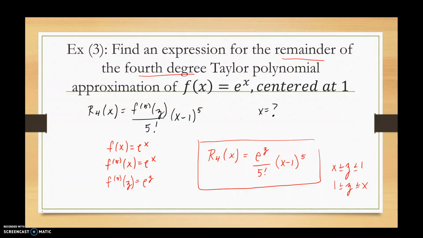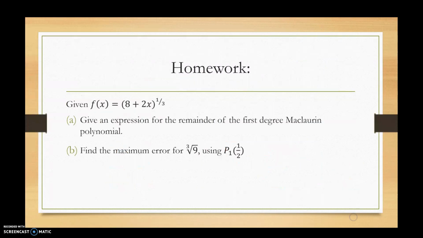Okay, so we'll talk more about this in class, but homework for tonight. Give an expression for the remainder of the first degree Maclaurin polynomial for the given function, and then find the maximum error for the cube root of 9 using that first degree polynomial expression at a half.